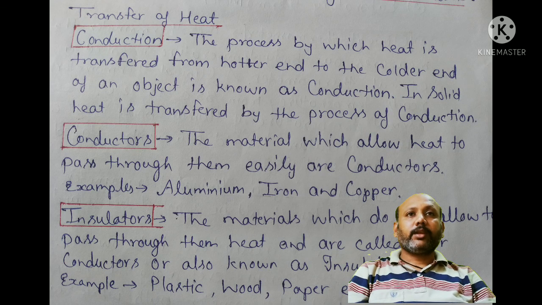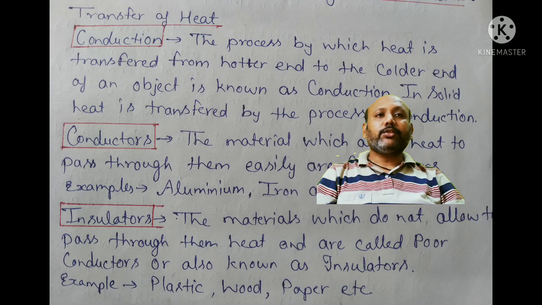Transfer of heat. Conduction. The process by which heat is transferred from the hotter end to the colder end of an object is known as conduction. In solids, heat is transferred by the process of conduction. Conductors: the materials which allow heat to pass through them easily are called conductors. Examples: aluminium, iron and copper.